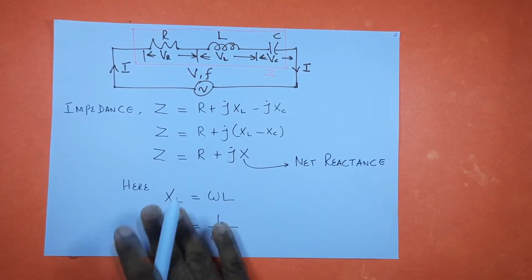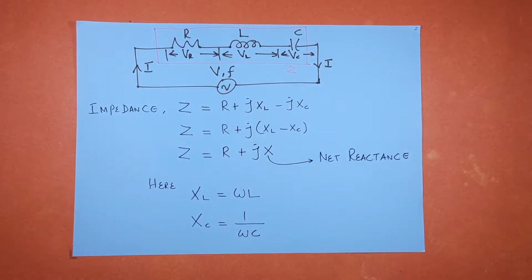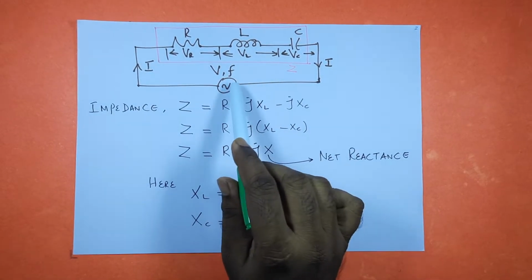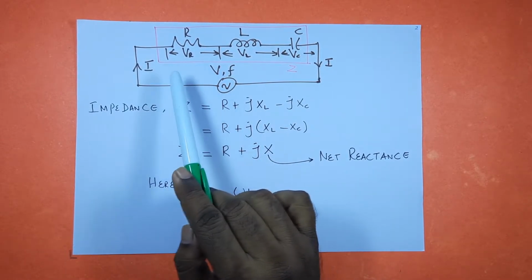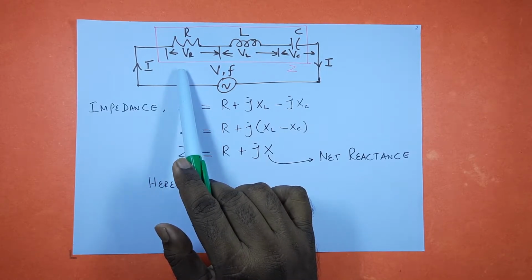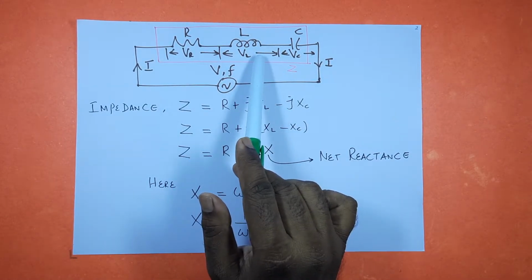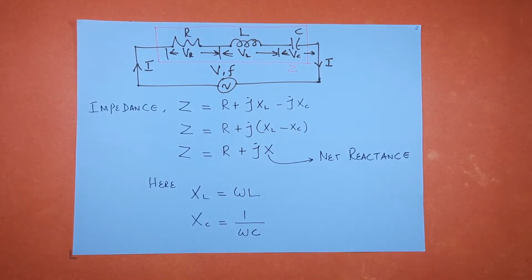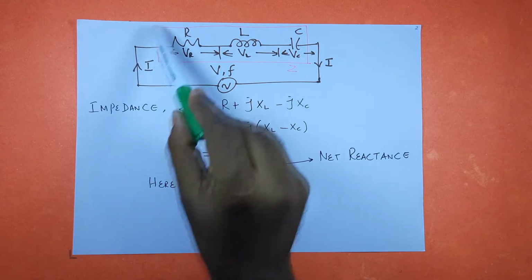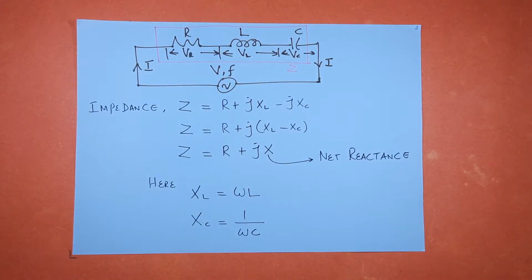So for series resonance, we will consider a series RLC circuit. We have a voltage source with a frequency F. R, L and C elements are connected in series. VR is the voltage across R, VL is the voltage across L, VC is the voltage across capacitor C, I is the circuit current. The entire thing is going to be your impedance.